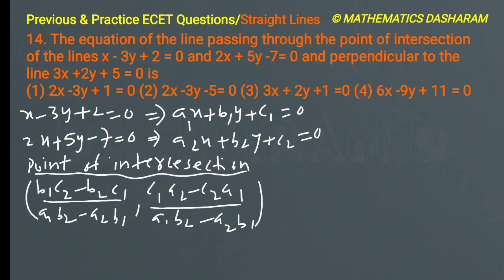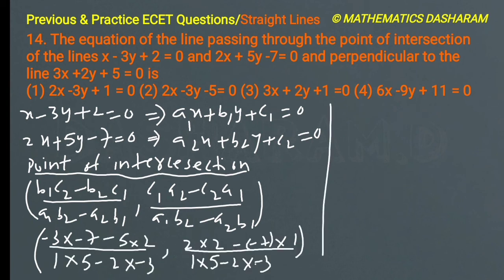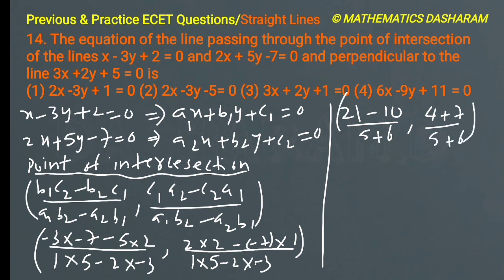So substitute the values in this. What is the b1? Minus 3. Next to c2, that is minus 7, minus b2. So it is equal to 21 minus 10 divided by 5 plus 6, comma, 4 plus 7 divided by 5 plus 6. So it is 11 by 11, comma, 11 by 11. So it is 1 comma 1.